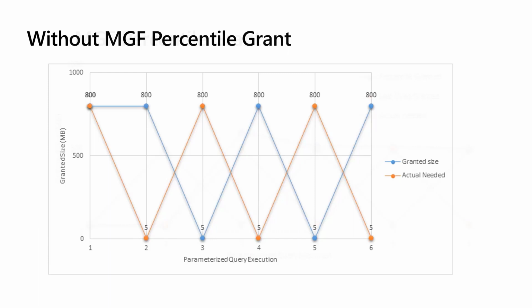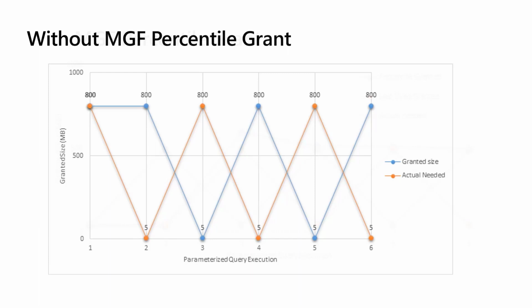What can happen when we only look at the single previous memory grant use to provide our feedback is that we can get completely out of phase. What I mean by that: we start with a query that requires 800 megabytes of memory, and that's what we give it. On the next execution, with a different parameter value, we only need 5 megabytes. But we've granted it 800 because that's what we needed last time. Then we proceed to the third execution, and this time we need 800 megabytes again, but we give it 5 because that's what we needed last time.